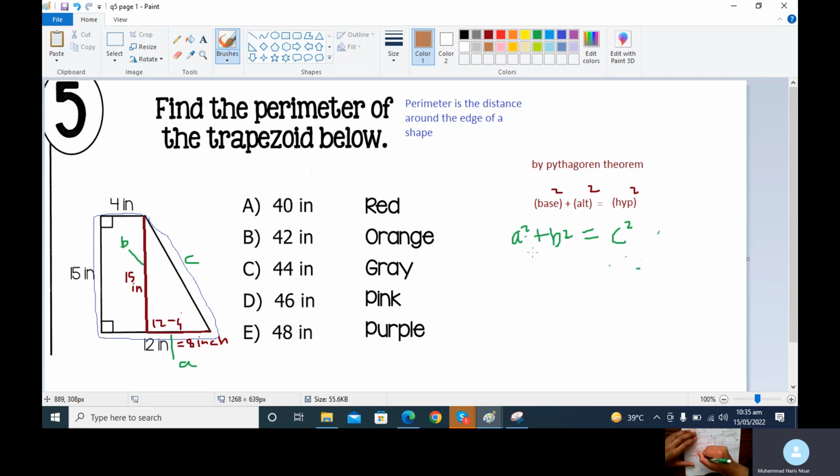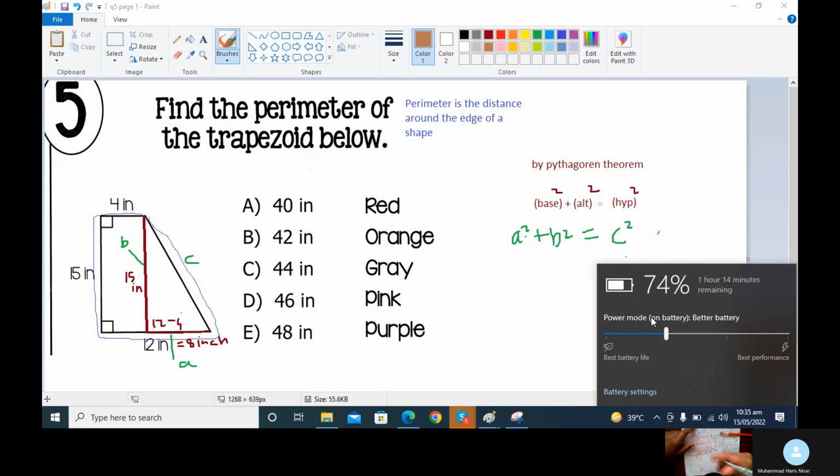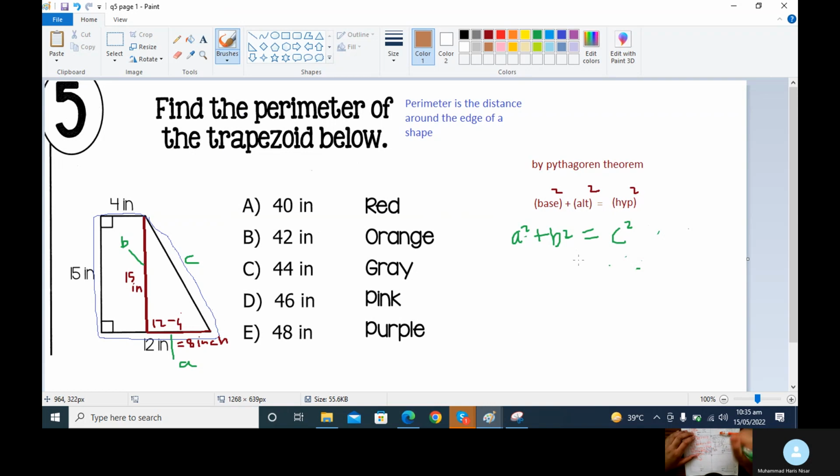So what is the value of a here? Just tell me the available data. What is the value of a? The value of A is 12 inch. No, wait. A is not 12 inch. A is only this part. This is 8 inch. 12 inch is complete.